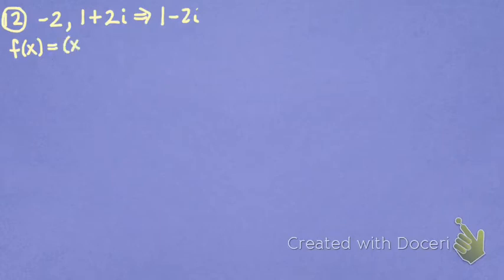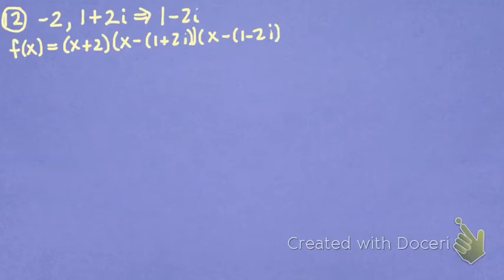So our first factor will be x plus 2. Our second factor will be x minus (1 plus 2i) in parentheses. And then our third factor will be x minus (1 minus 2i) in parentheses. And then we have to multiply it together to get it in standard form.